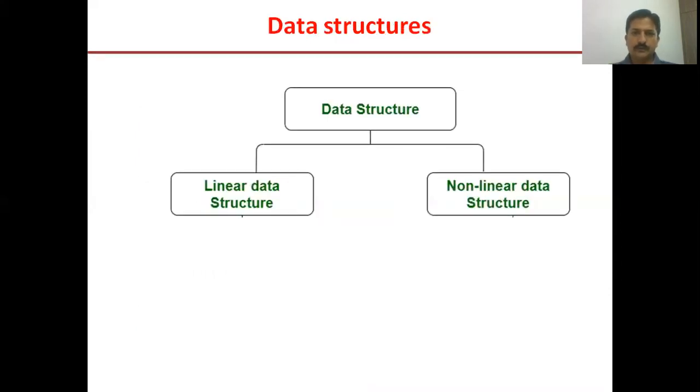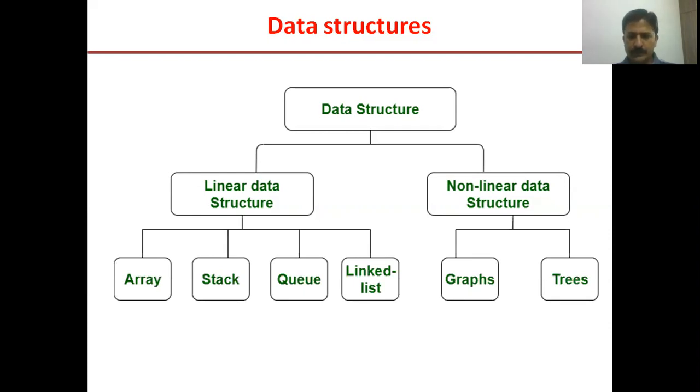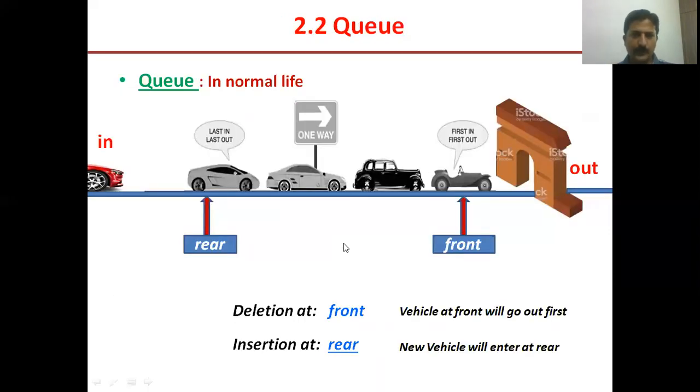So first we'll see data structure classification. Data structure is classified as linear data structure and non-linear data structure. Linear data structure is further classified as array, stack, queue, linked list, whereas non-linear data structure is classified as graphs and trees. Now where does this queue stand? You can see the queue stands here, under linear data structure. So you can define queue as a linear data structure.